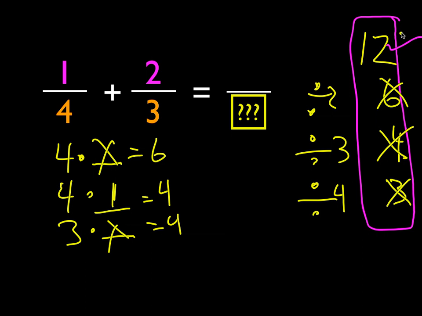So in this case, 12 is the least common denominator. We checked all these other possible common denominators. They're not. So the least one is the 12. And so 12 is the right number here.